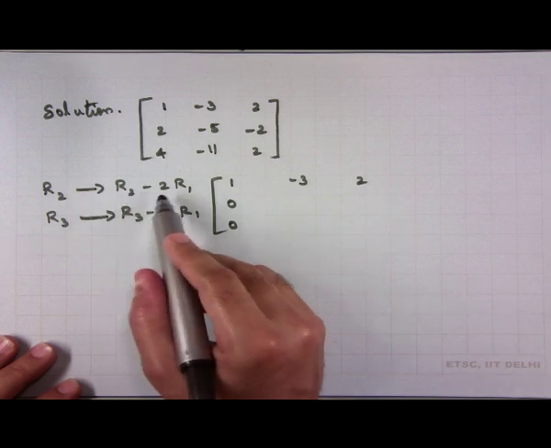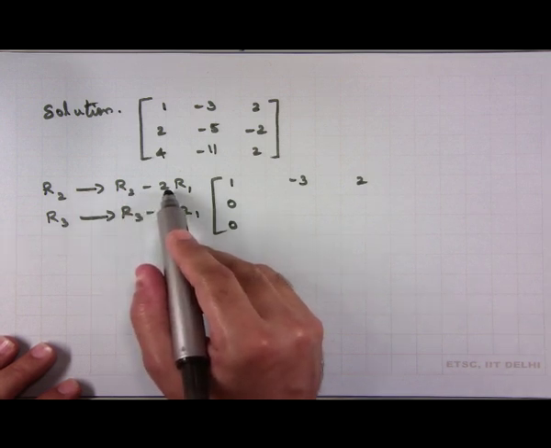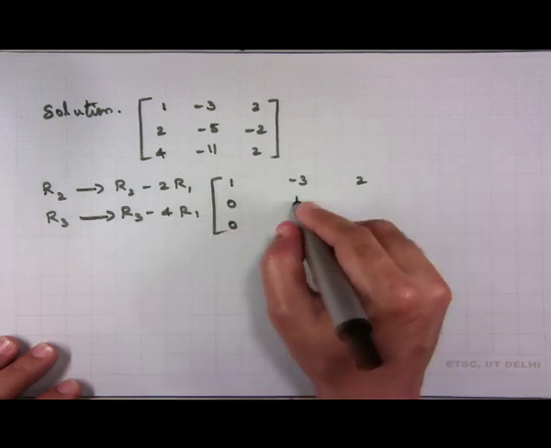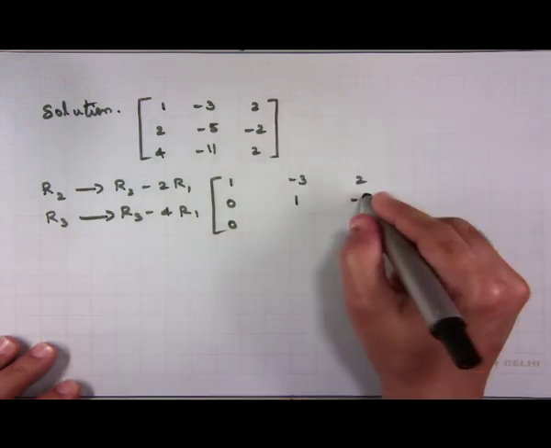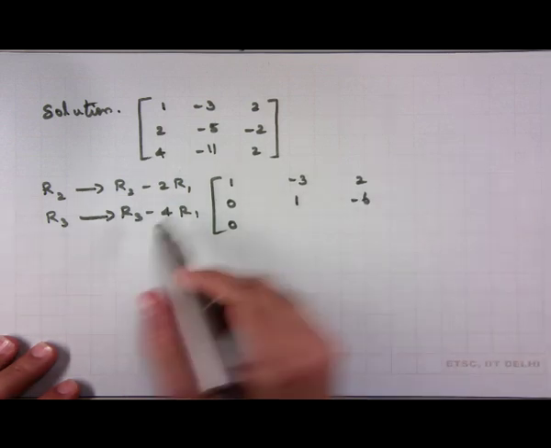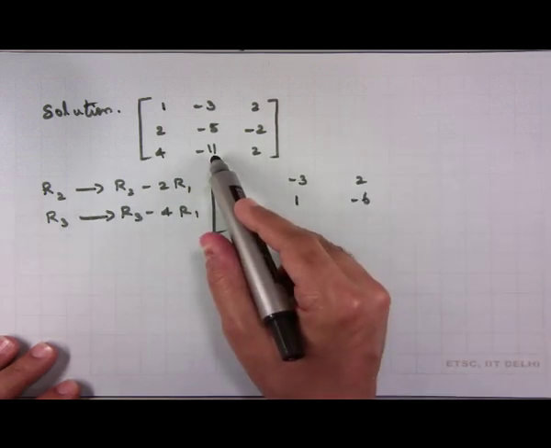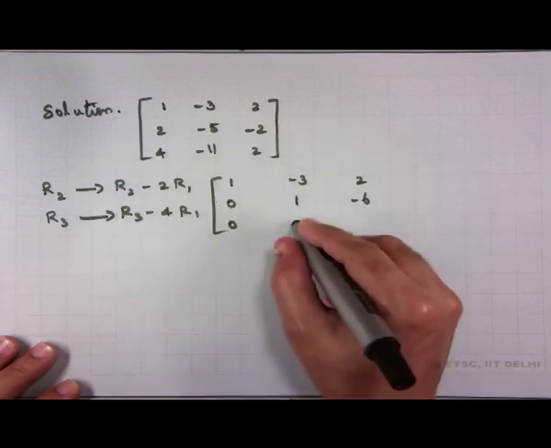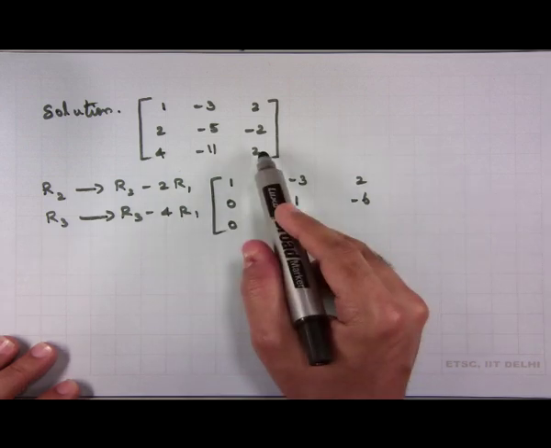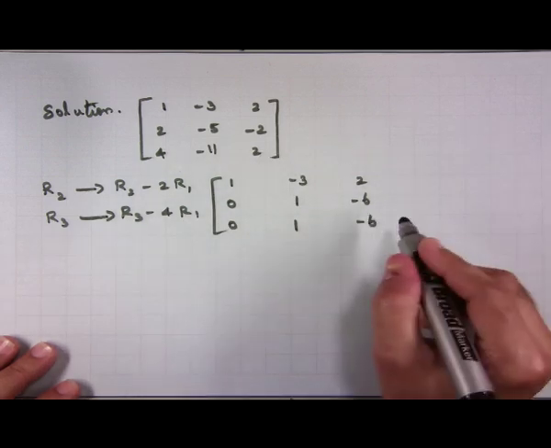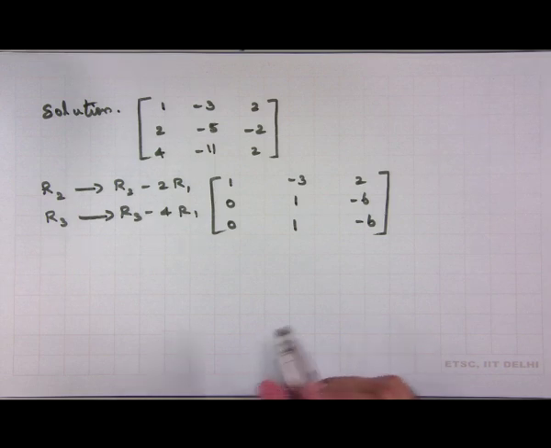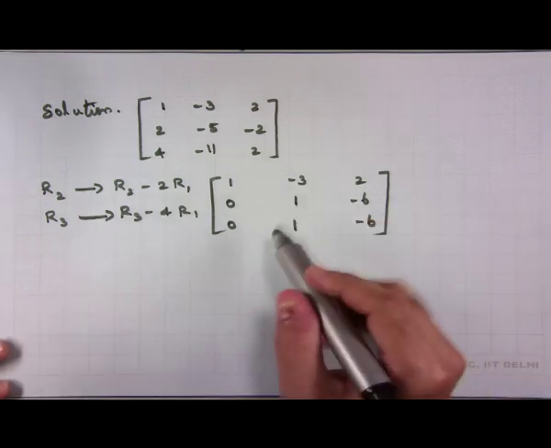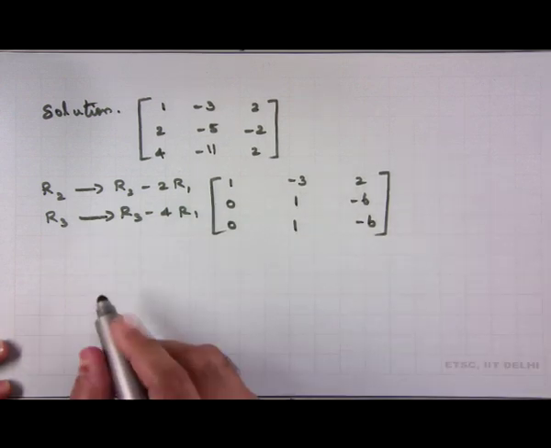Minus 5 minus 2 times minus 3. So, you will have minus 5 plus 6. So, you will have 1 minus 2 minus 4, you will have minus 6, minus 11 plus 12. So, you will have 1 2 minus 8. So, you will have minus 6. Now, let us convert minus 3 and 1 into 0.